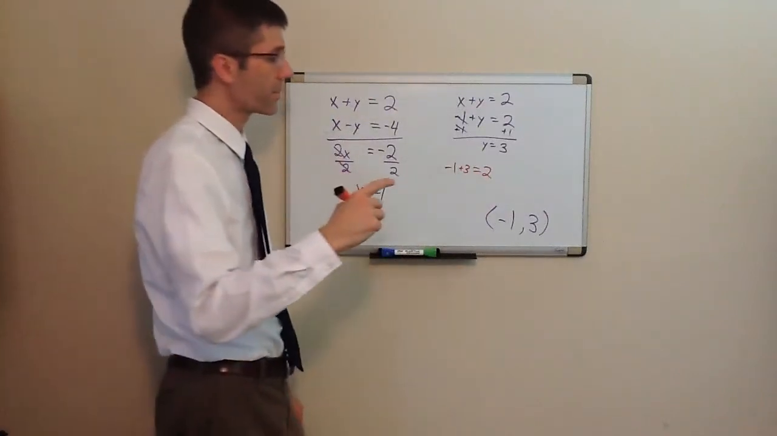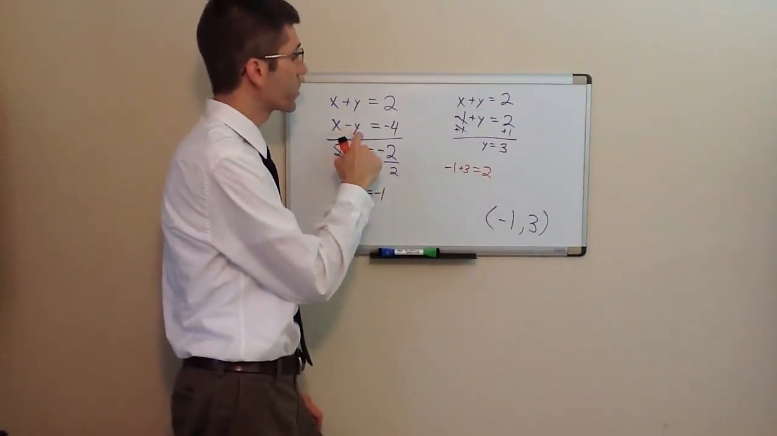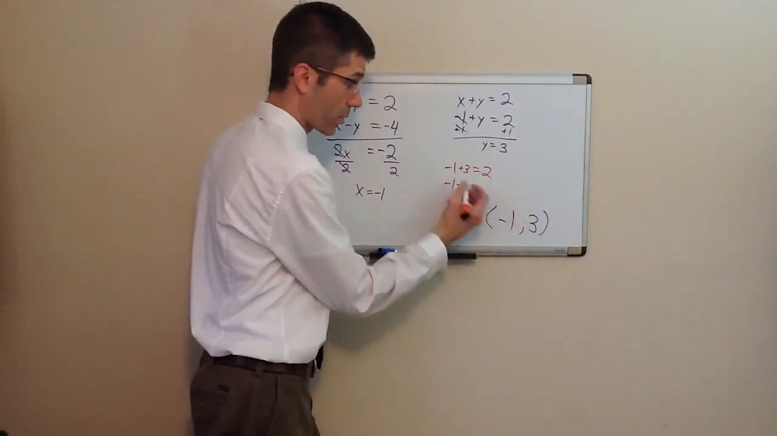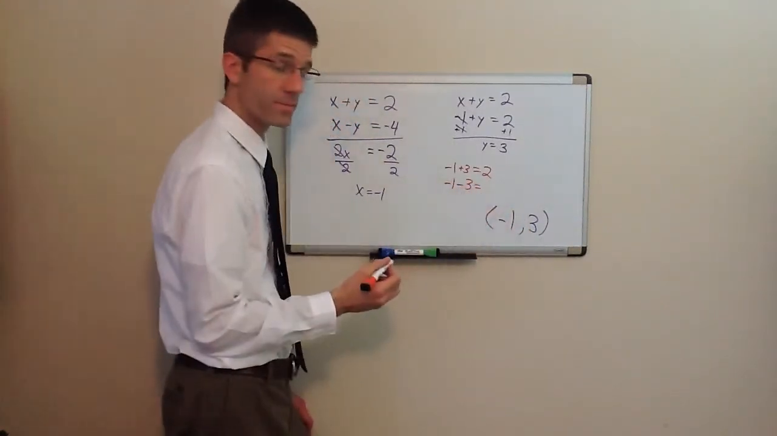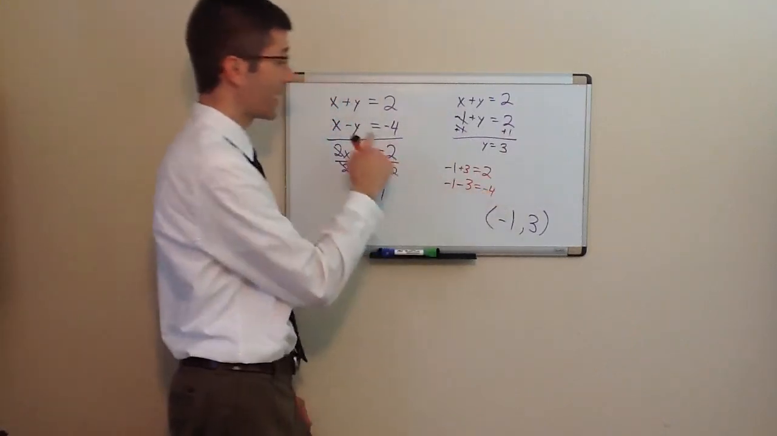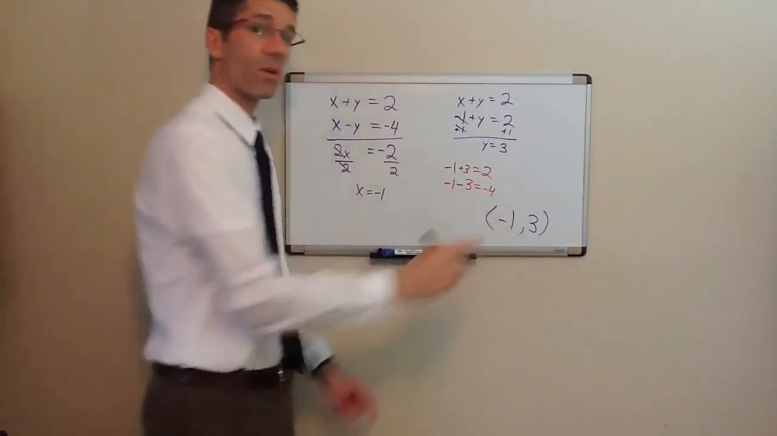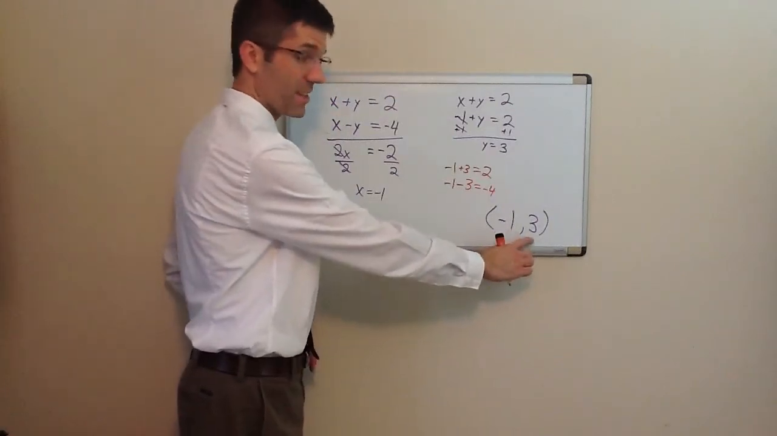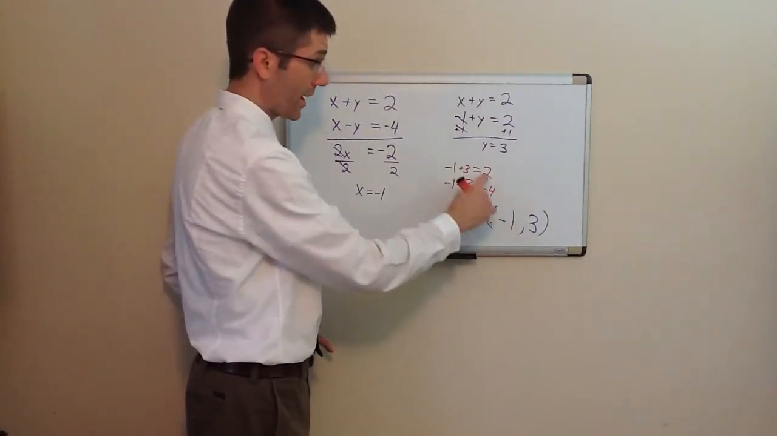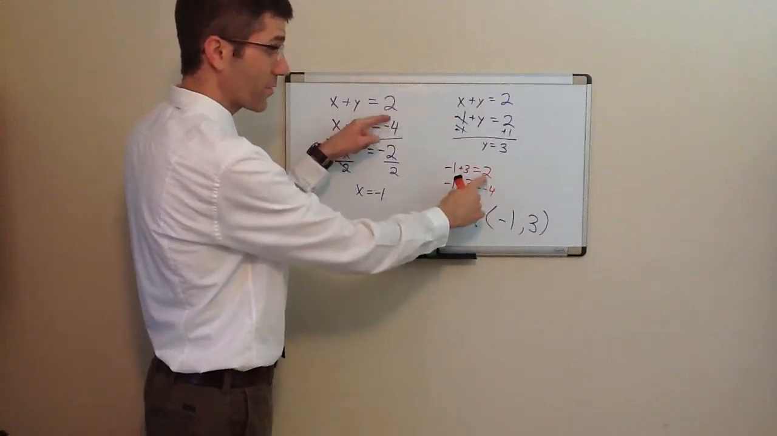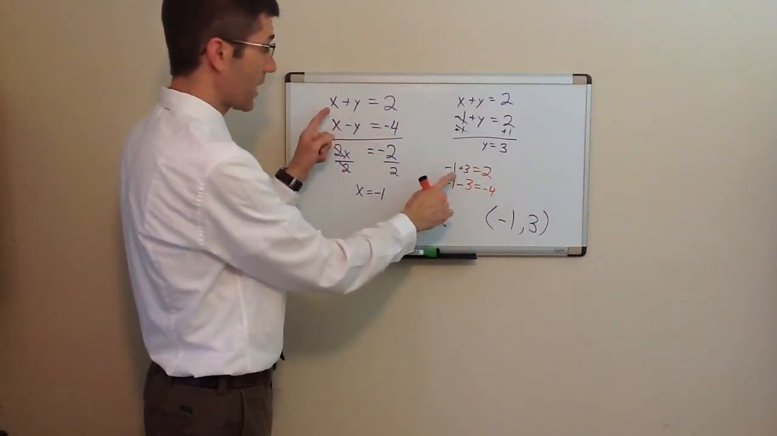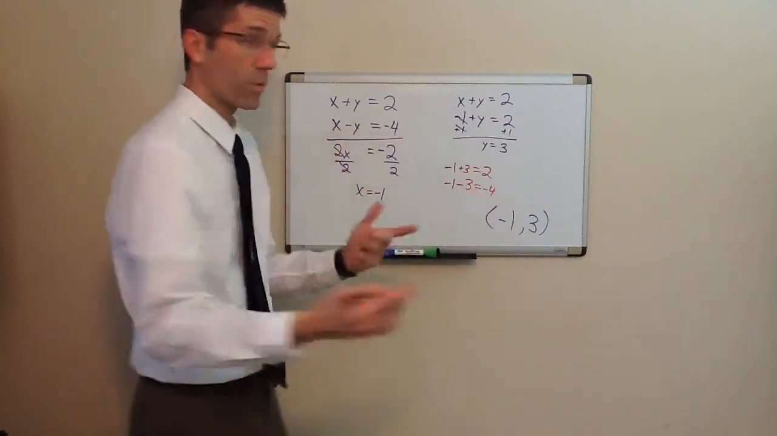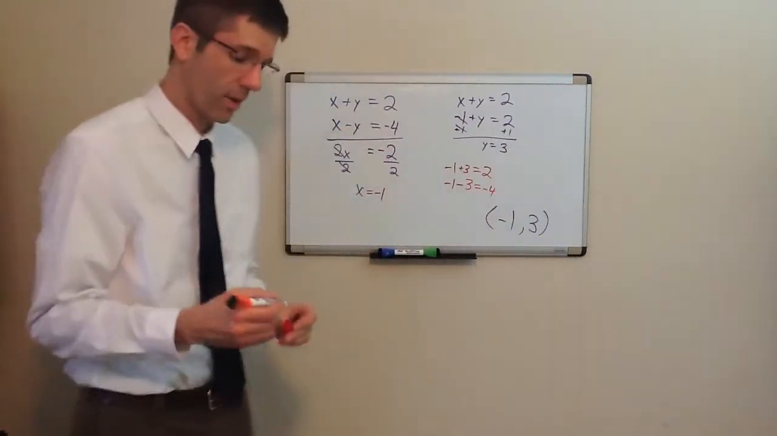All right, let's try it again. The difference between these 2 numbers is -4. So -1 minus 3 is what? -4. Yes, this is an answer because what I just did was plug this in for x and this in for y, and I got the right stuff that I should get. -1 plus 3 is 2. -1 minus 3 is -4. It works. So this is how you can check your answer.